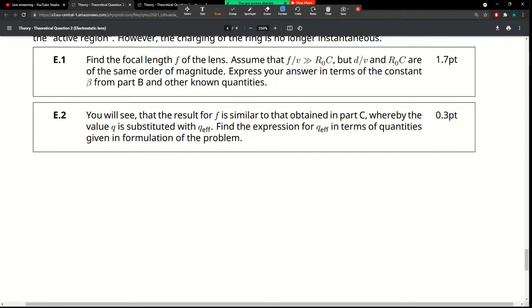You will see that the result of f is similar to that obtained in part C, whereby the values of q is substituted by q effective. Find the expression of q effective in the terms of quantities in the formulated problem.